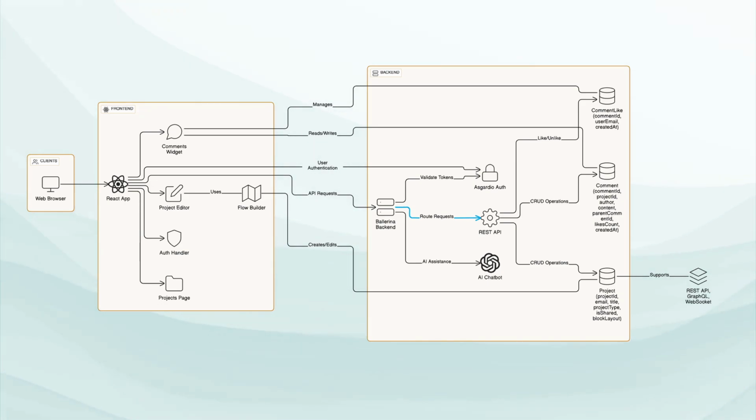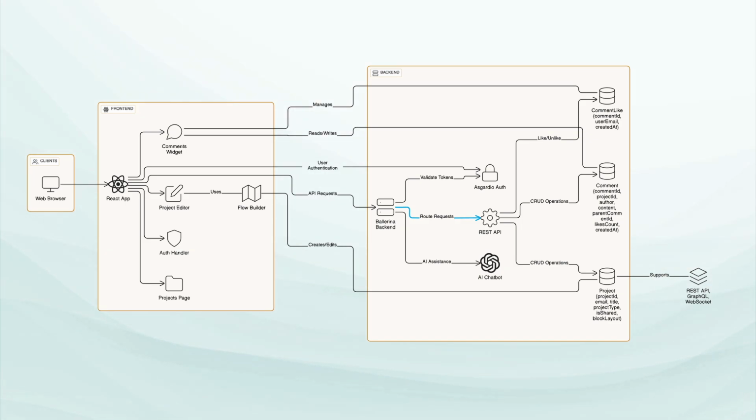A comment-like store tracks which users liked which comments. A comment store persists user discussions linked to projects. The project store maintains project metadata, such as the project ID, title, type, sharing status, and block layout. These databases are designed to support REST API, GraphQL, and WebSocket queries, making the system flexible for various integration patterns.